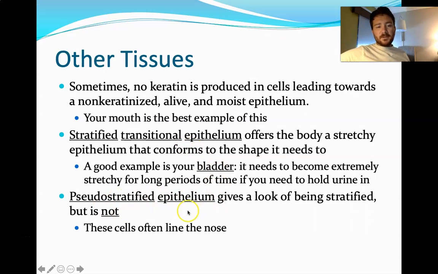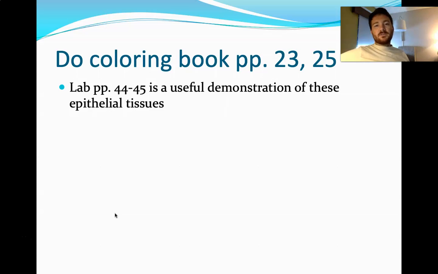Pseudostratified epithelium gives a look of being stratified, but it is not. It's actually just a bunch of oblong, odd-looking cells that line particularly parts of the nose. You do have coloring book exercises in order to be able to see those things.